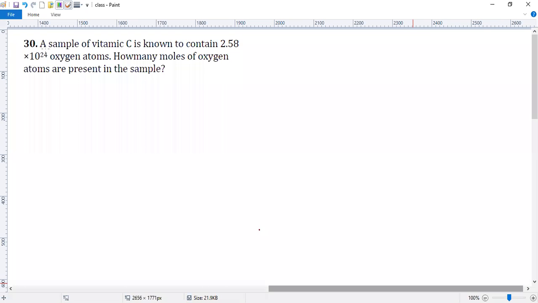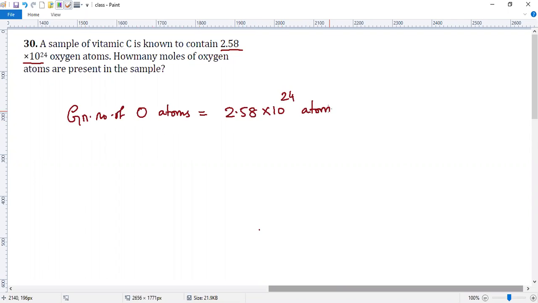In question number 30, a sample of vitamin C is known to contain 2.58 × 10^24 oxygen atoms. The given number of oxygen atoms is 2.58 × 10^24 atoms. How many moles of oxygen atoms are present in this sample?